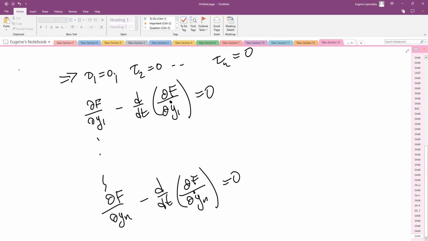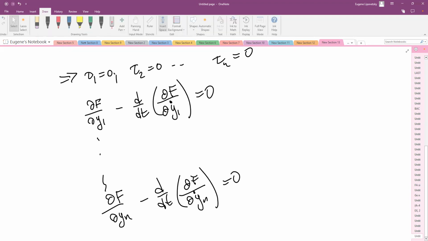So we derived that if we have not one unknown function y, but a whole column vector of these functions, then for each of the components, we have the same Lagrange Euler equations, and we can solve it. All right.